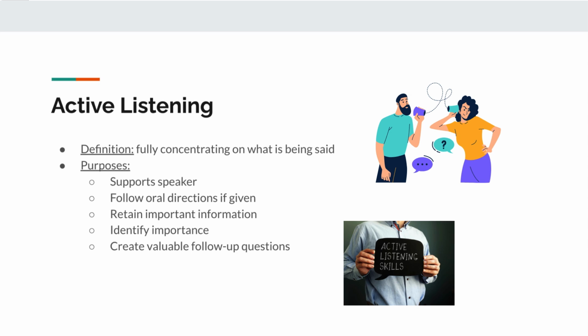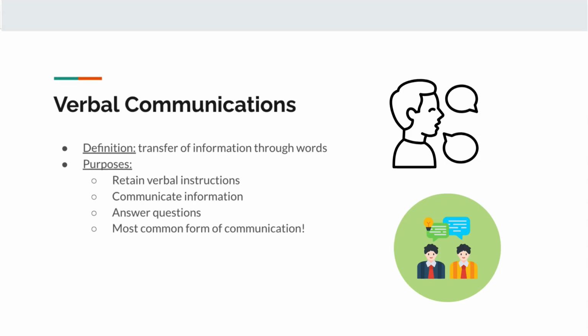Active listening, in contrast to passive listening, is fully concentrating on what is being said. The purposes of active listening are to not only support your speaker, but also follow oral directions, retain important knowledge, show empathy, and identify importance. All of which you can only do when you're actively listening, versus passive listening, which is doing something else while you are listening to a speaker or a podcast in the background. That is passive listening.